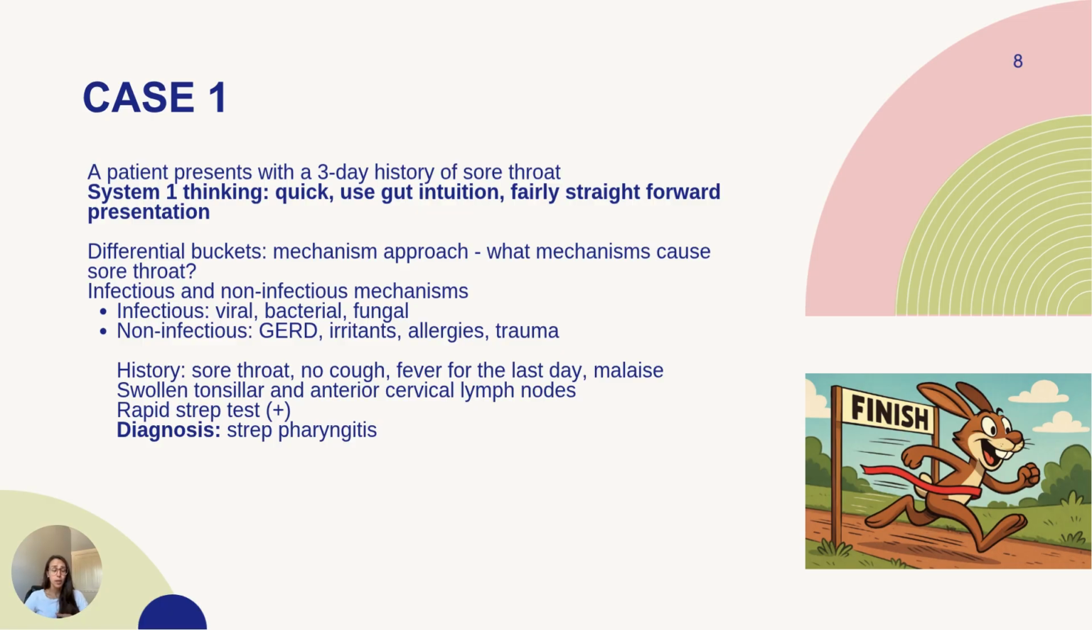So on the history, I learned this person has a sore throat. There's no cough. They've had a fever. They feel just generally unwell. And in fact, on physical exam, we're finding some swollen tonsils and exudates, some lymph node swelling in the neck. And we go ahead and order that rapid strep test and it's positive for strep pharyngitis. So there's my diagnosis. I maybe spent 5 to 10 minutes with this person. I've used my system one quick gut intuition thinking because I'm familiar with this type of presentation. I'm confident with this diagnosis.